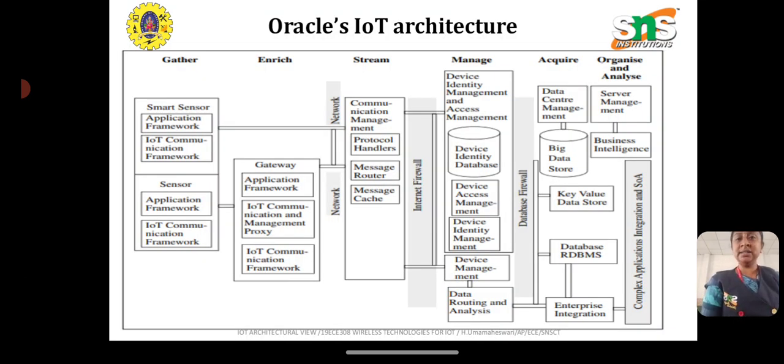This is Oracle's IoT architecture. Here it uses gather, enrich, stream, manage, acquire, organize, and analyze for the data. Here we gather the information from the sensors, where the data is stored. Then the data is enriched in the next layer. Then the data is divided into various streams, and from the streams the data is managed, then acquired, and finally it is analyzed.